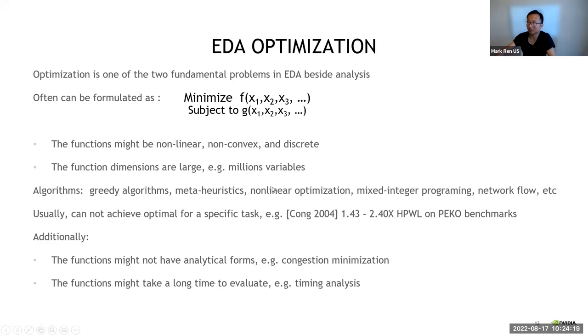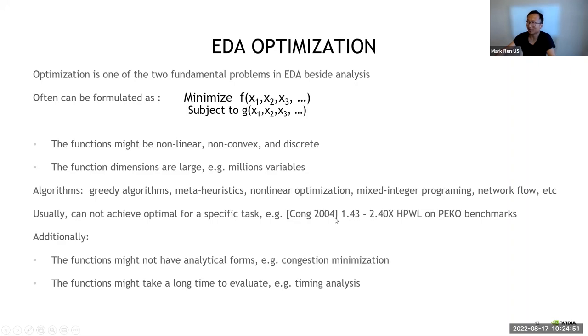Some problems you can solve with nonlinear optimization, like placement. In some problems, you can apply mixed integer programming. Specific problems can be solved with network flow, and there are a lot of algorithms, I'm not able to list all of them. But usually those algorithms cannot achieve the optimum for specific tasks, because most of the problems are NP-hard, so it's very hard to achieve optimal.